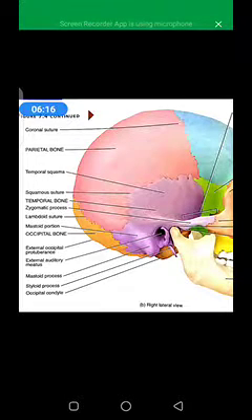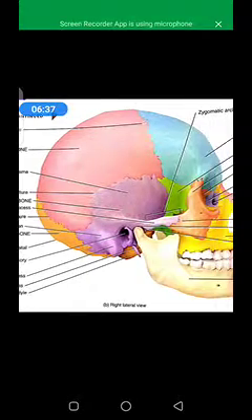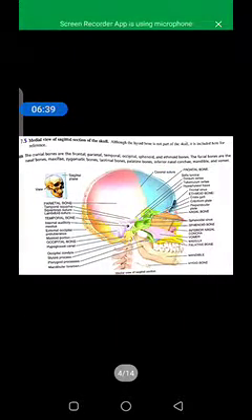Now there is the mastoid process, and there is a styloid process, and there is the occipital condyle, the portion of your occipital bone.